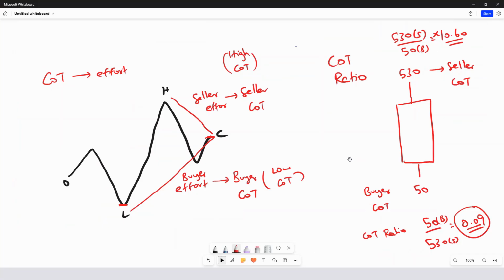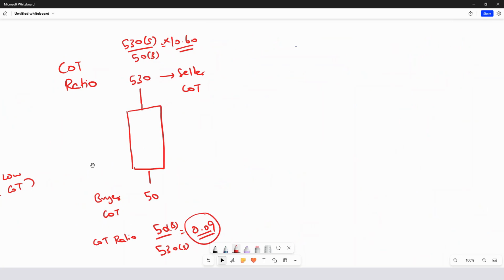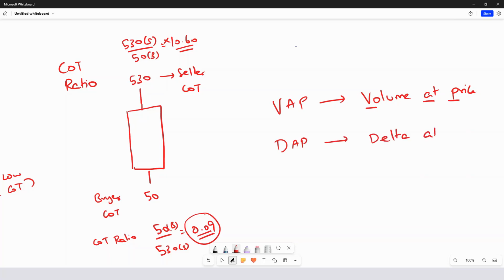Let's try to understand what a VAP and DAP are. A VAP means volume at each and every price level. It's called volume at price. DAP means delta at price, where the delta is shown at each and every price level. That's what delta at price means.